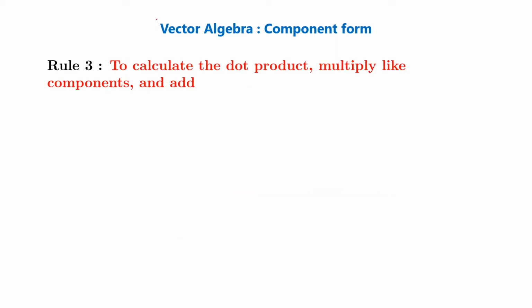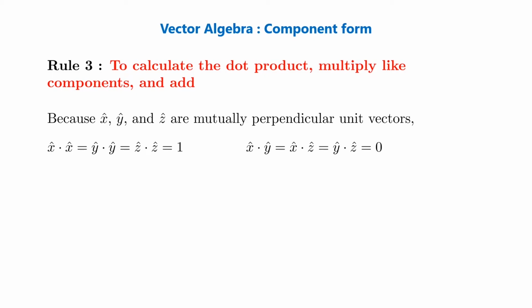Rule 3. To calculate the dot product, multiply like components and add. Before we discuss the dot product in component form, let's consider this. We know that x hat, y hat and z hat are mutually perpendicular unit vectors. Therefore, x hat dot x hat will be equal to y hat dot y hat, and that will again be equal to z hat dot z hat, which will be equal to 1. Similarly, x hat dot y hat will be equal to x hat dot z hat will be equal to y hat dot z hat will be equal to 0.